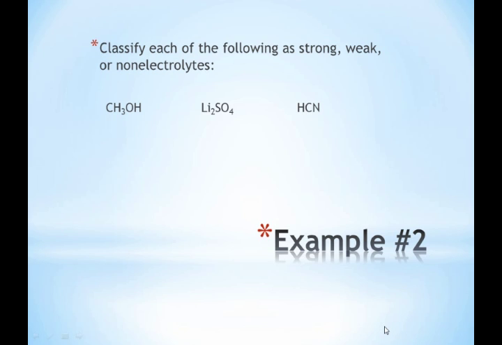Okay, what about these compounds? Are they strong electrolytes, weak electrolytes, or non-electrolytes? CH3OH can look a little bit tricky because it looks like there's a hydroxide there. But we want to be aware that in order to have hydroxide, we need an ionic compound. And in order to have an ionic compound, you have to have a metal. C and H are not metals. So this is actually methanol. It's a covalent compound, which makes this a non-electrolyte.